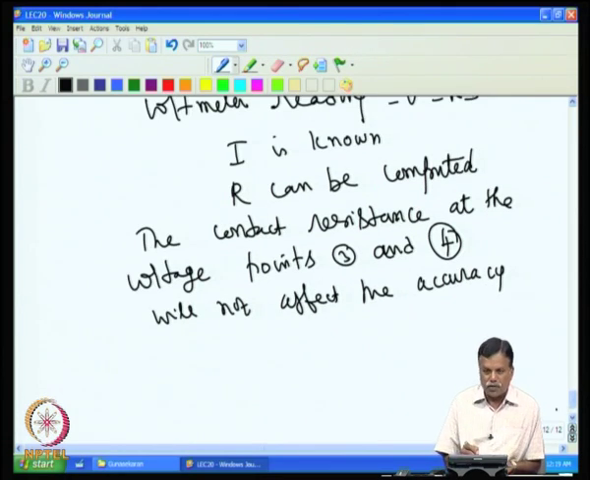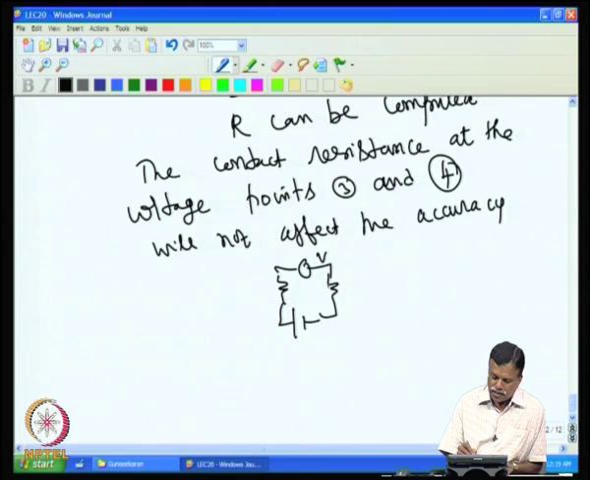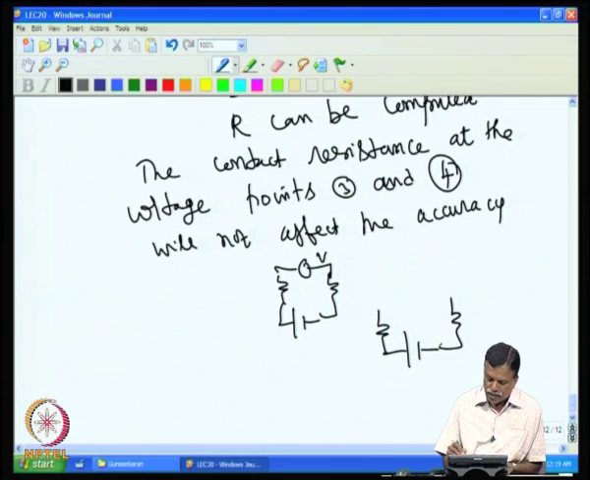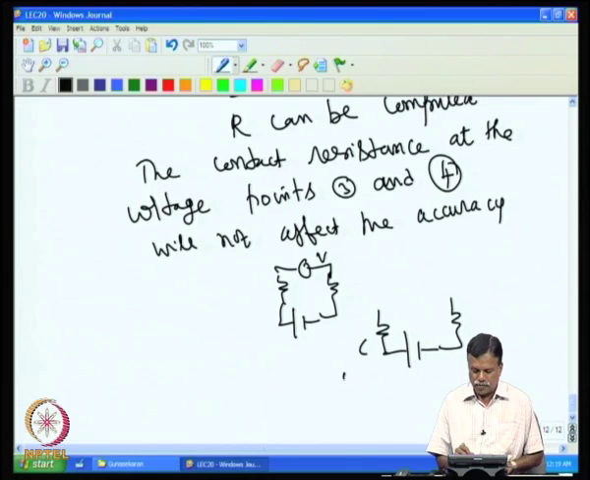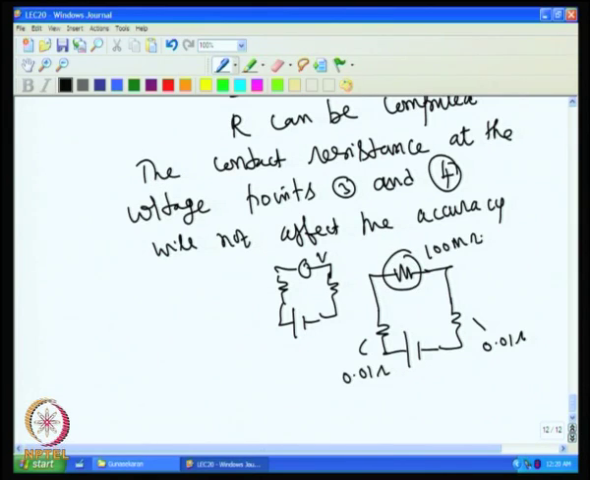This is because if you draw the equivalent circuit of the voltage measuring circuit, it looks like this. It is a voltage source with 2 contact resistors connected to the voltmeter. So, if you look at the values, the contact resistance may be a few milliohms, say 0.01 ohms each. And the equivalent voltmeter resistance will be around 100 megohms, because the voltmeter has a very high resistance.